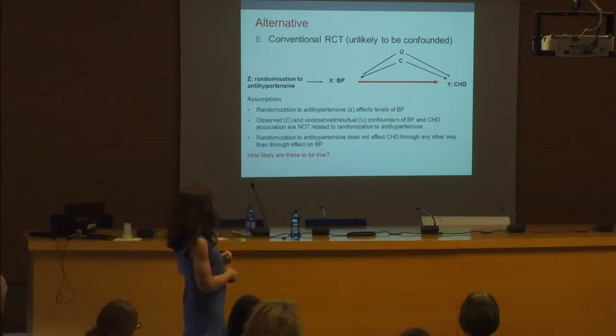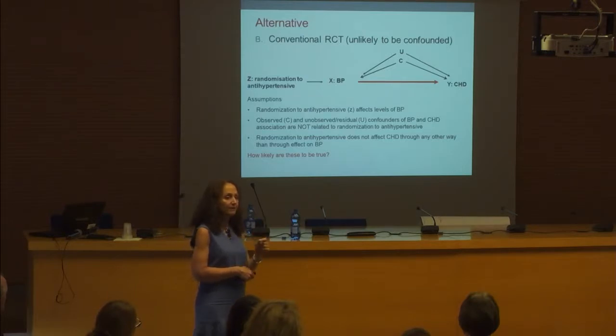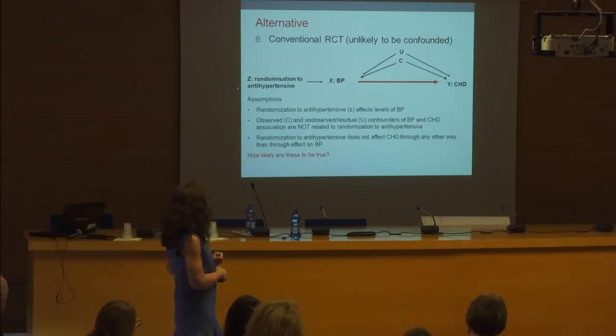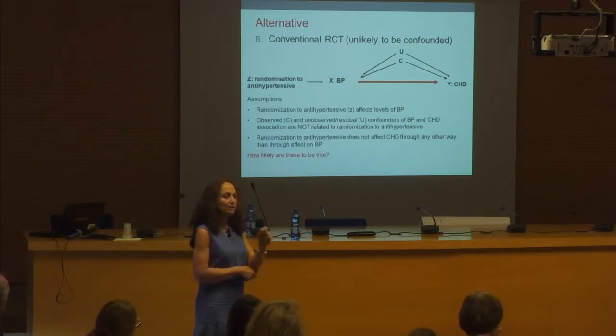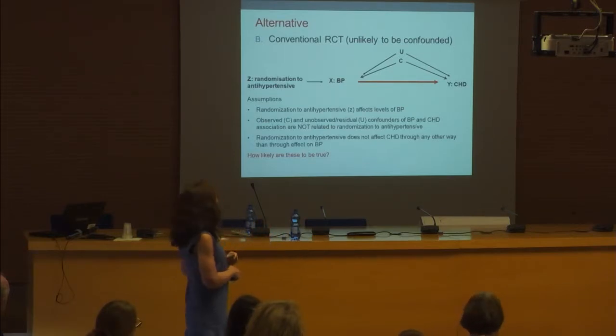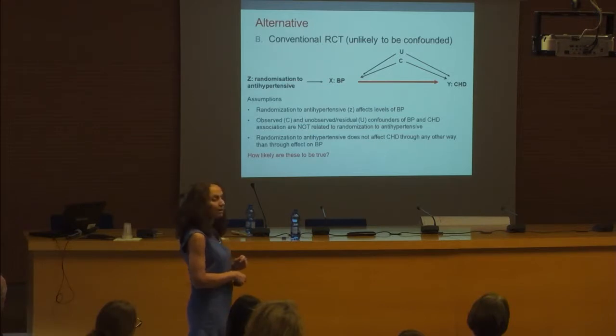So rather than being interested in whether antihypertensive drugs are effective in reducing coronary heart disease, what we would be doing here is taking randomization to hypertensive treatment, yes or no, and using that as an instrumental variable to test the effect of blood pressure on coronary heart disease. And this is a classical directed acyclic graph for an instrumental variable analysis.